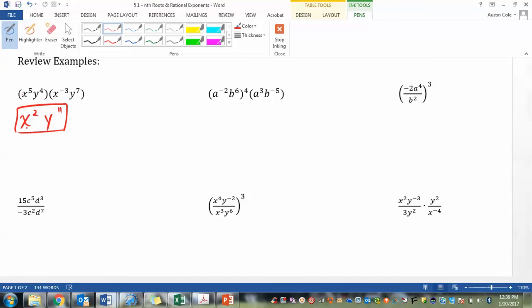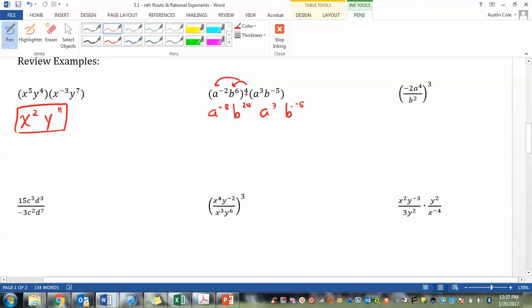Okay, going to the second one. Here's a situation where I have this 4 out here. So it's a power of a product rule where this 4 needs to go to everything inside there. So what do I do with my exponents in this case? Multiply. We added over here, but we need to multiply in a power of a product rule, or a power of a power rule, I should say. A to the negative 8th and b to the 24th, and nothing's happening here, so I'm still going to have a cubed and b to the negative 5th.